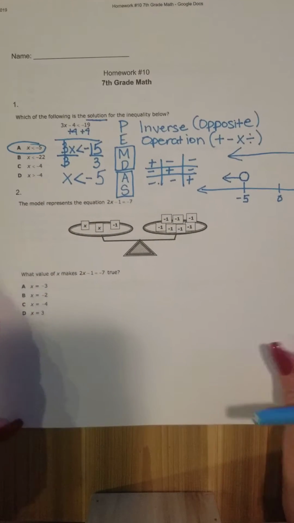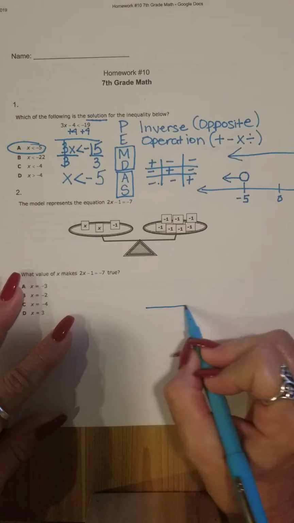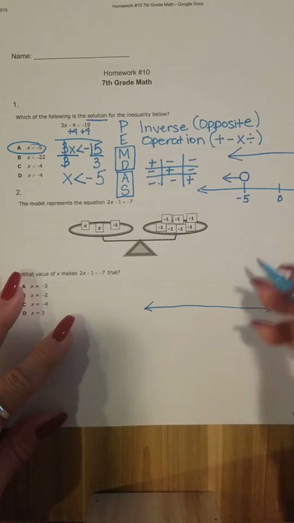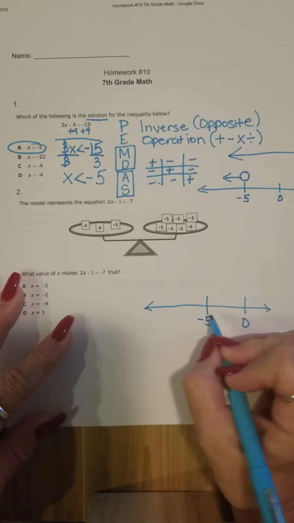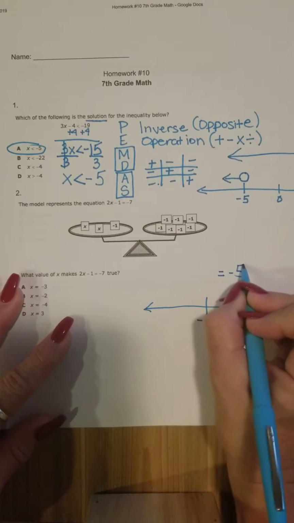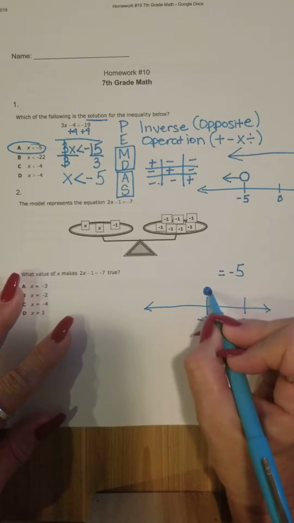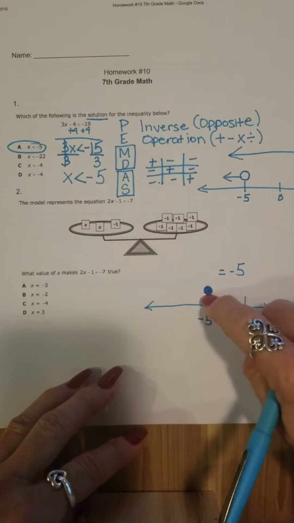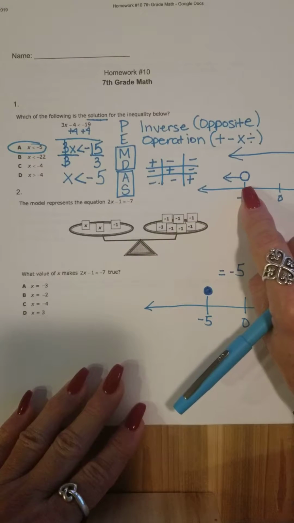Okay? However, an equation is only going to have one answer. So if I were, say, now this is not the answer for this one, but say my answer was -5 here. If it equals -5, then I would represent that with a dot closed in on -5. And that's it. The answer is -5. The answer is any number less than -5.